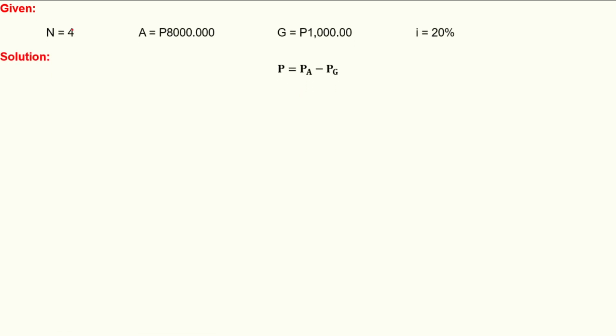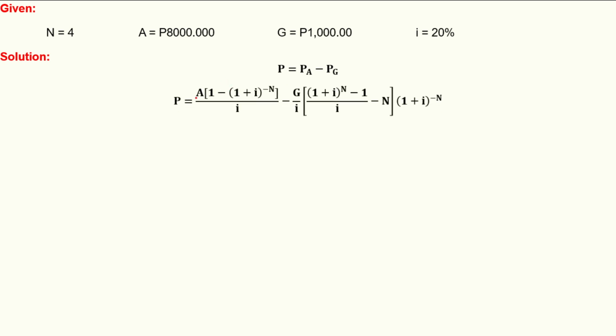So, same formula lang naman. Ang mababago lang naman dito ay sign. So, copy natin lahat ng given. So, P is equal to PA minus PG na, kasi nga, ang value mo ng gradient ay pababa. Kaya, minus PG na siya.